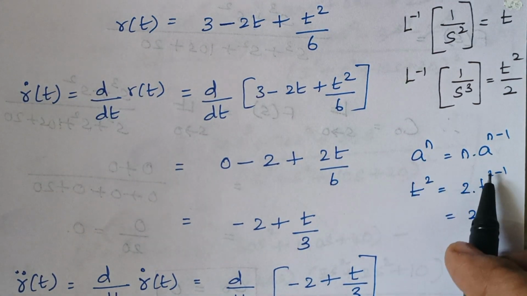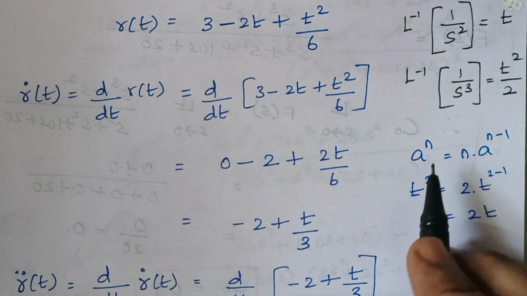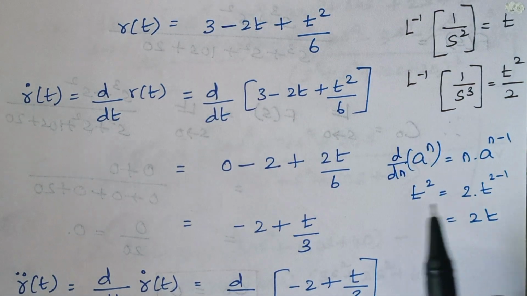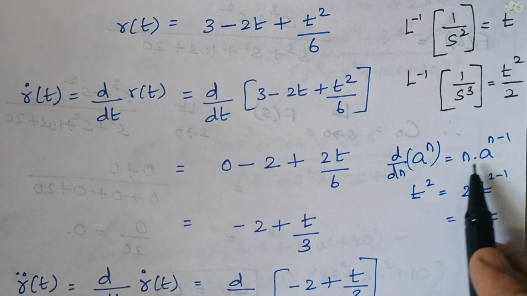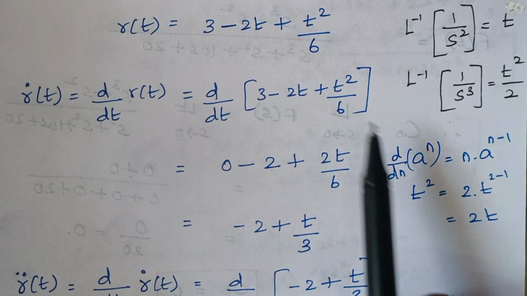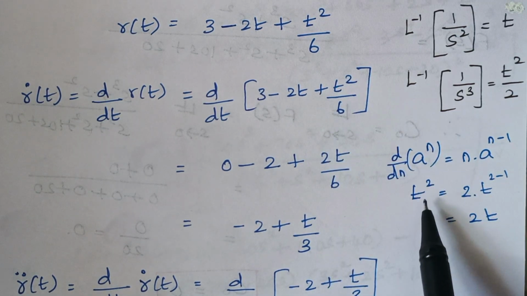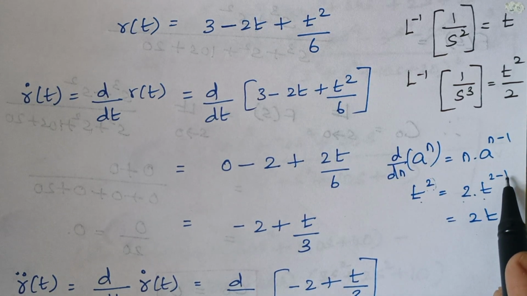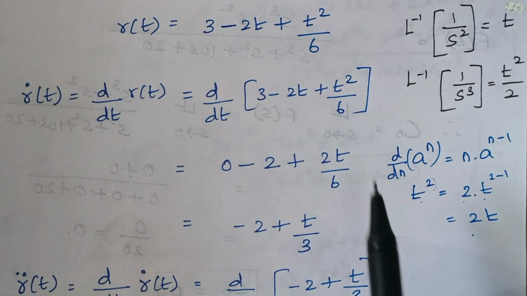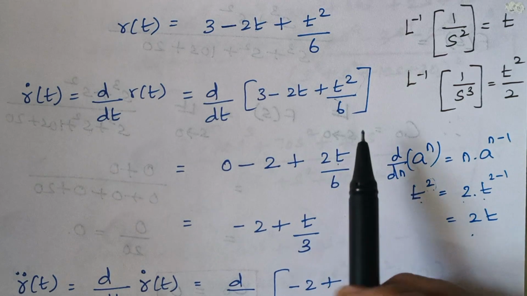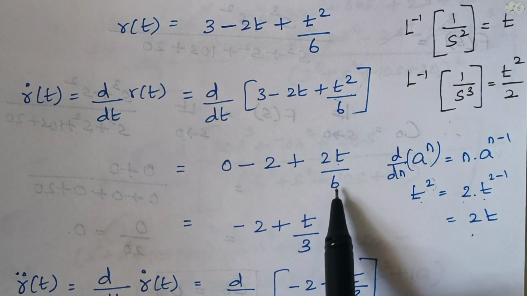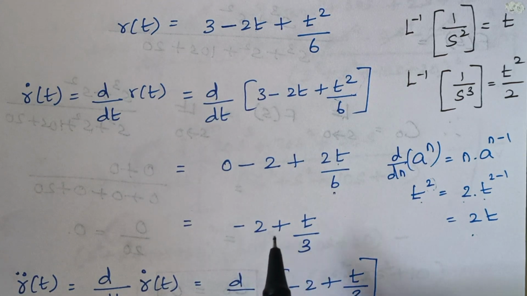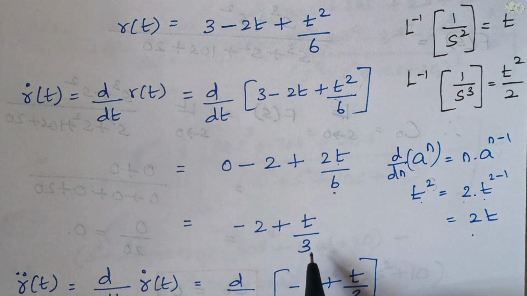This is the basic differentiation formula, that is a to the power n. When you differentiate this with respect to a, what is the formula? n into a to the power n minus 1. Here we are having t square. So when you differentiate this, here the value of n is 2. So 2 into t to the power 2 minus 1, which is equal to 2t, right? So when you differentiate t square, you are getting 2t, and here in the denominator I am having 6, so I am writing this as such, right? So finally r dot of t value is minus 2 plus t by 3, right? Hope you people are clear with this.